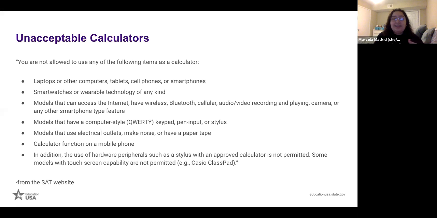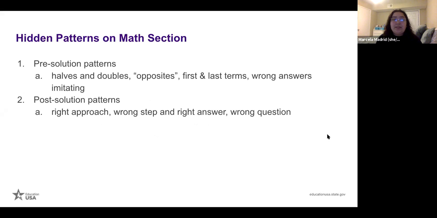So if you don't believe me, take the words from the SAT website themselves. So for today, we're going to be going over hidden patterns on the math section. And this has to do with the answer choices or the questions themselves.